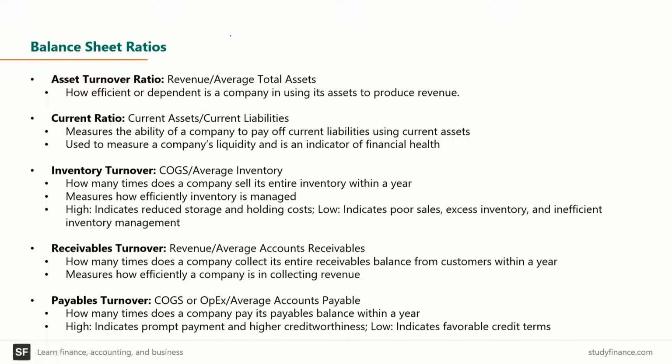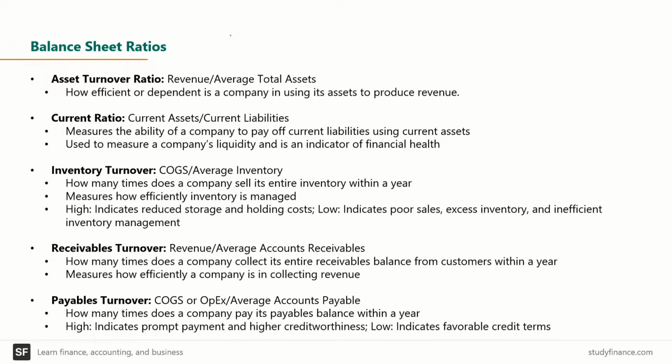A high turnover ratio can indicate reduced storage and holding costs, whereas a low ratio can indicate poor sales, excess inventory, and inefficient inventory management. It also measures how many times a company sells its entire inventory within a year and how efficiently inventory is managed.